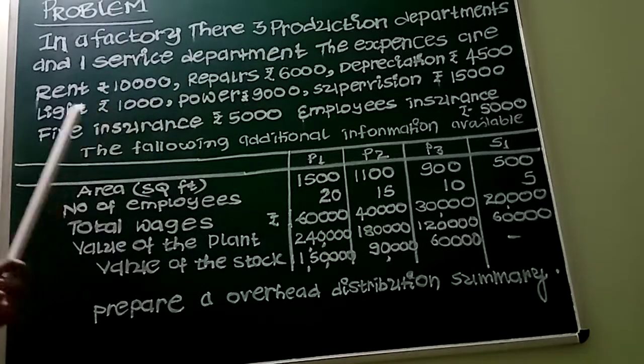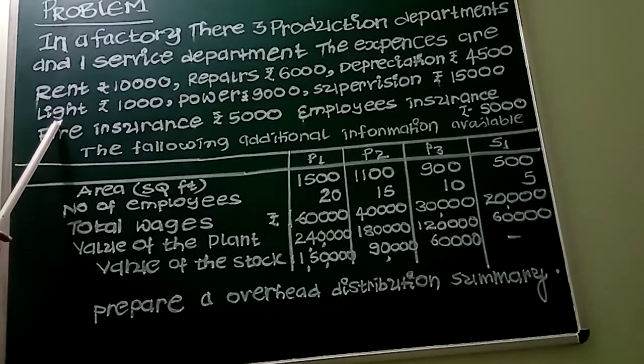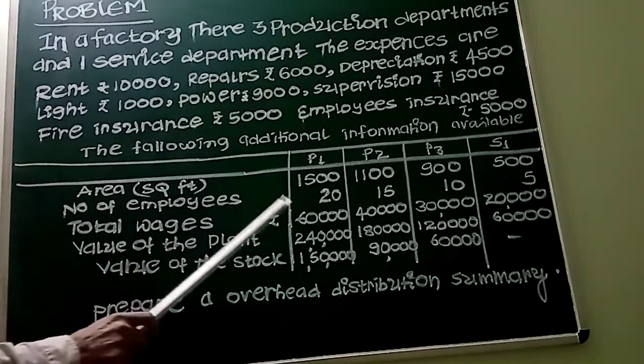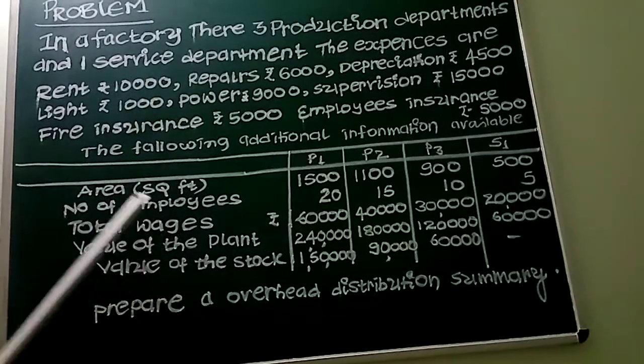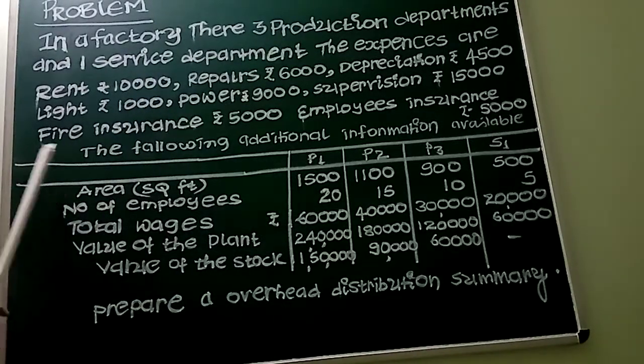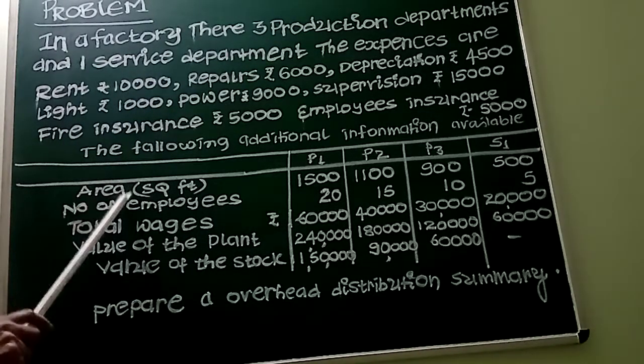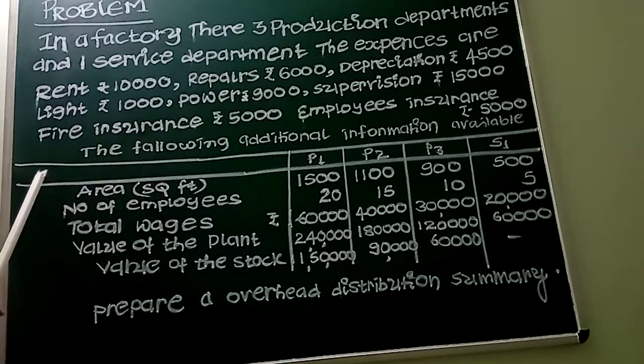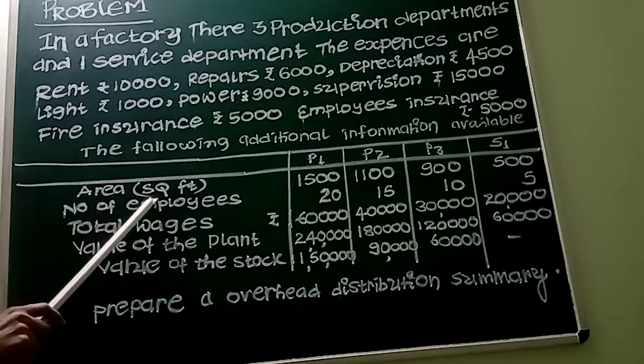So next important item is light. I have already told you light should be apportioned on the basis of number of light points, but in this problem number of light points are not given. So we can apportion it on the area occupied in square feet, assuming that more area requires more light.